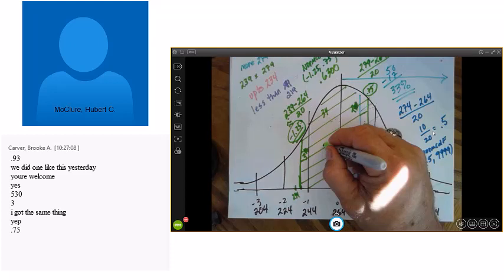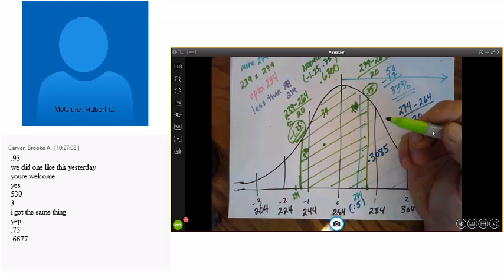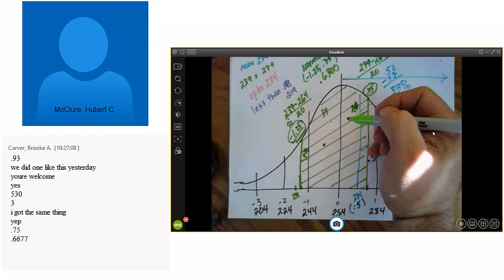I said it was going to be 63%. 0.6677, is that what you got?